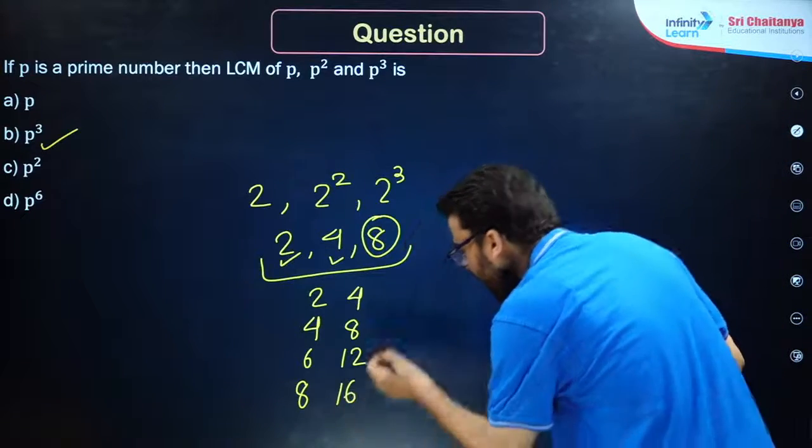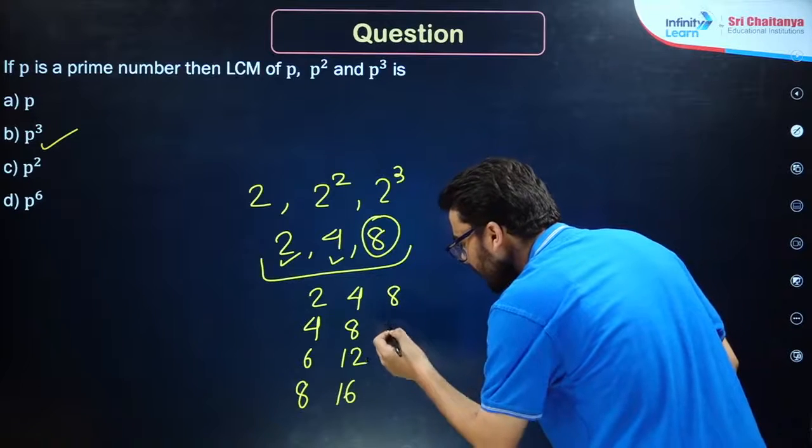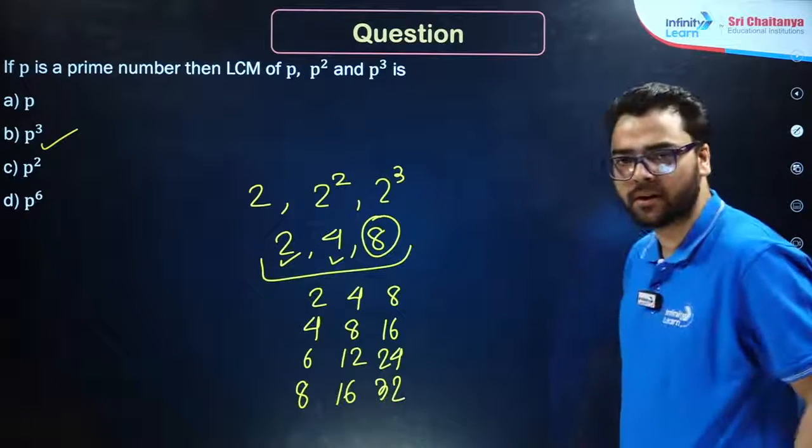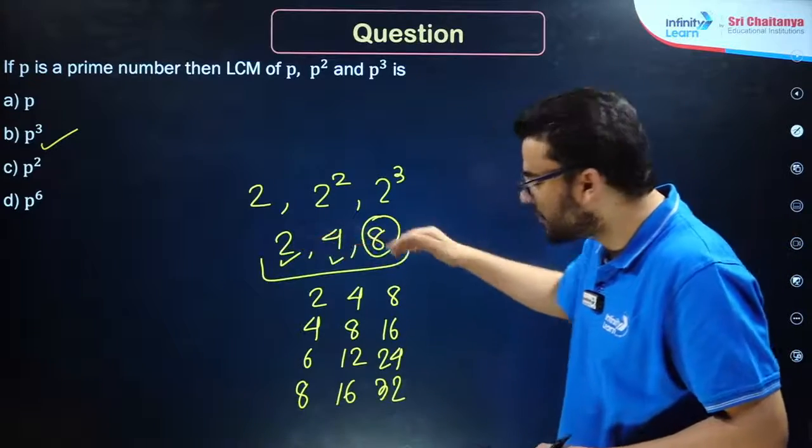That is 16. What is the table of 8? 8 1s are 8, 8 2s are 16, 8 3s are 24, 8 4s are 32. This is the table of these numbers, or not?